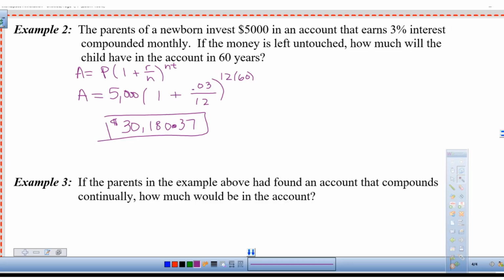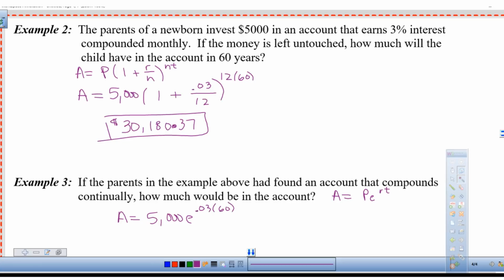What's the very first thing I'm going to write on my paper? Tell me. The formula, right? So it's PERT, A equals P E to the RT. Okay, so it's going to be my new amount is the original, which is 5,000, E to the rate, which is 0.03, times time, which is 60.